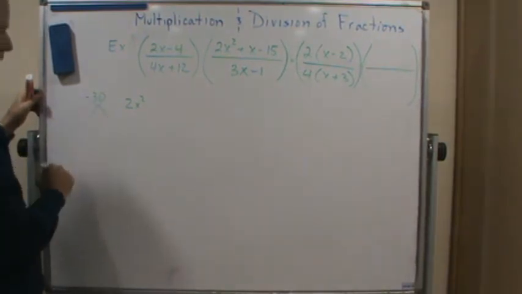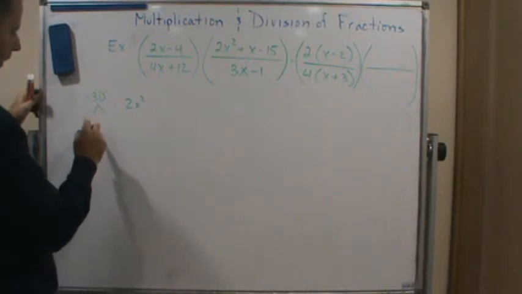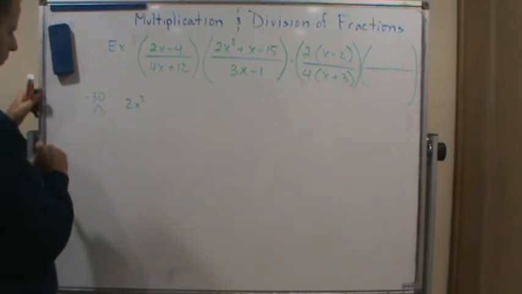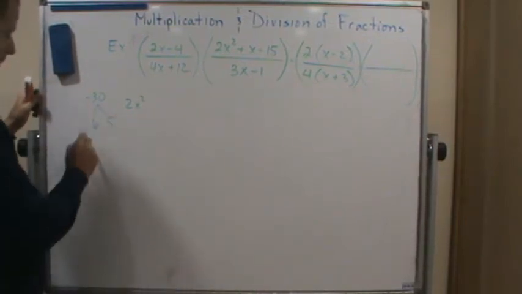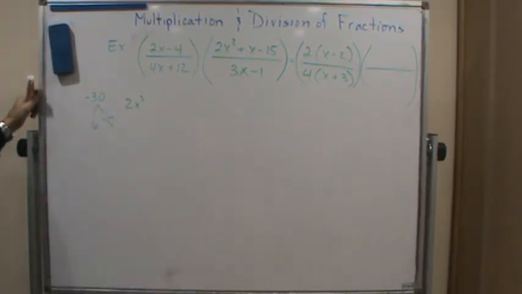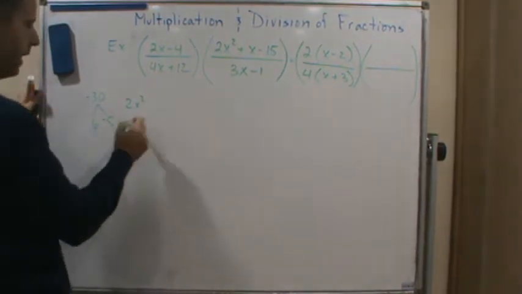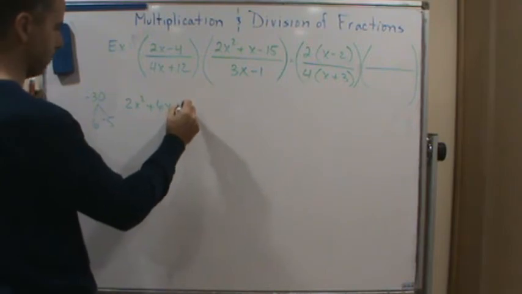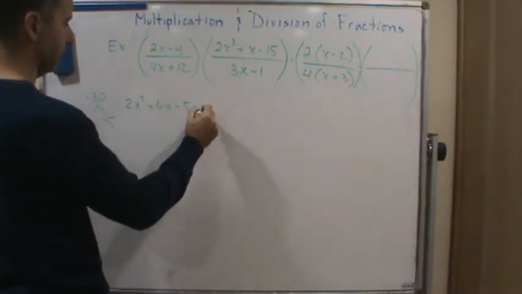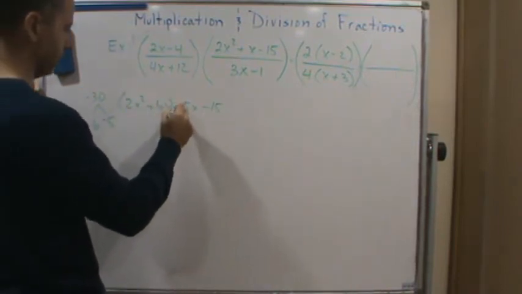So what are two factors of 30 that are really close together? Well, that's going to be 6 and 5. And so those are the two factors. So we're going to decompose the middle term using these two factors. So it's going to be 2x squared plus 6x minus 5x minus 15. And then we do factor by grouping.